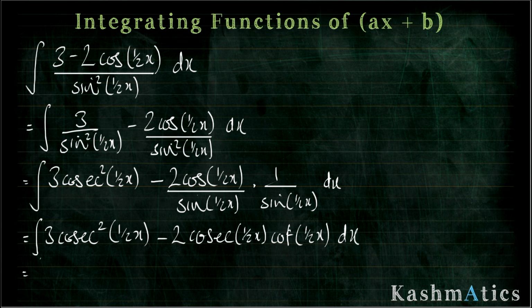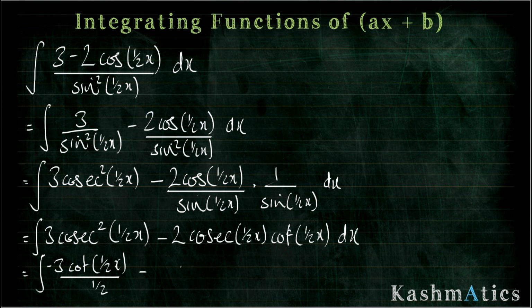Okay, so if you haven't got your formula book open, just get it open, have a look through the derivatives and the integrals. You'll see that the derivative of cot x is minus cosec squared x, which means the integral of cosec squared x is minus cot x. So this will become minus 3 cot a half x. I've got to remember to divide by a half. So divide by 1/2. Take away.